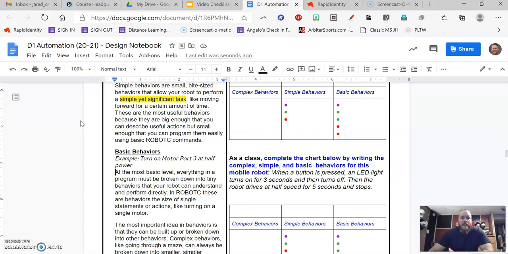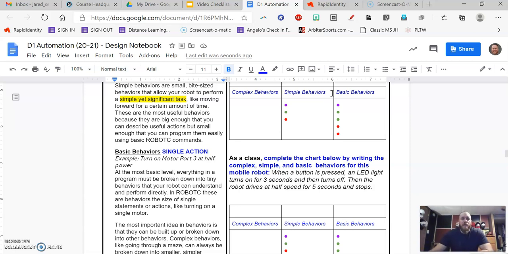In Robot C, again, that's a platform that we would use to do our coding if we were in class. These are behaviors the size of a single statement or action, like turning on a single motor. So, basic behavior. What is a basic behavior? A basic behavior is a single action. That's what a basic behavior is.